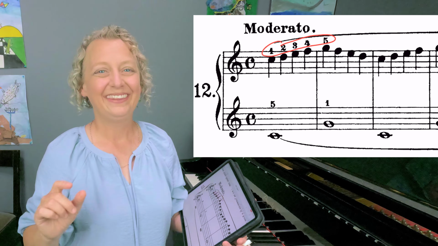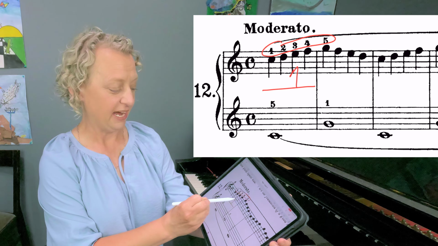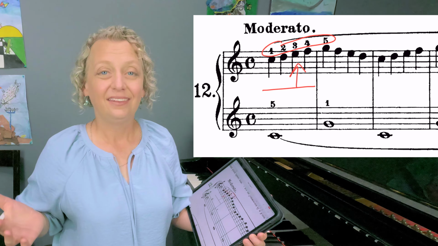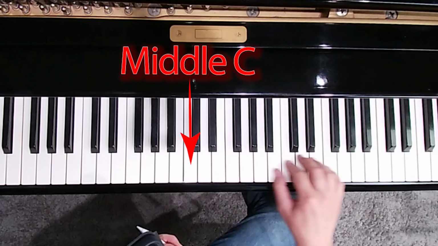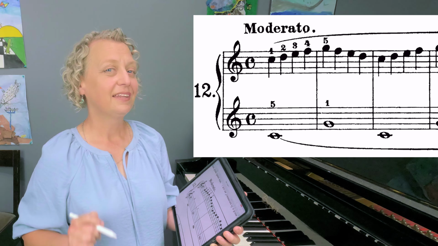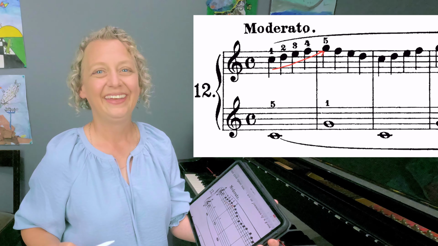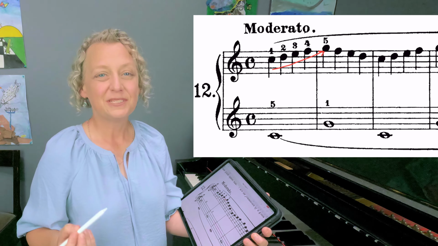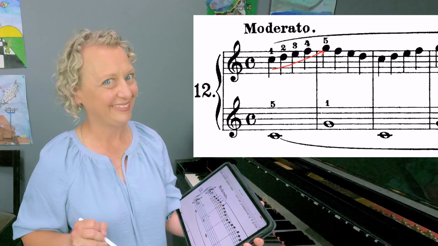Which C? This C is above the middle of our staff. So this C is above the middle of the piano. Notice that the notes go up first. Whee! And the notes are going from space to line to space, no skipping.